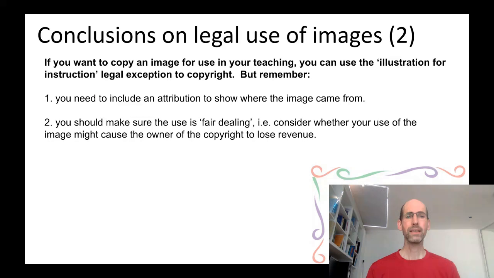And if you want to copy an image for use in your teaching, you can use the illustration for instruction legal exception to copyright. But do remember, one, you need to include an attribution to show where the image came from. And number two, you should make sure that the use is fair dealing. In other words, consider whether your use of the image might cause the owner of the copyright to lose revenue. So that's the end of part one. Now we're going to move on to the fun part, which is part two.